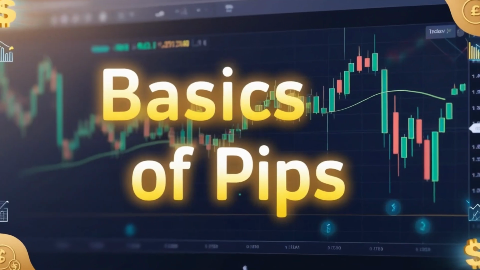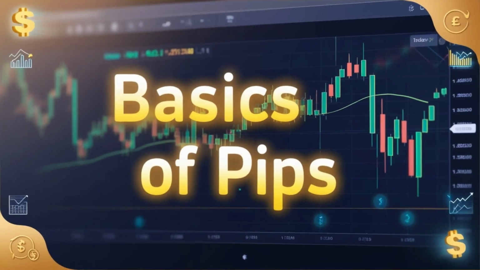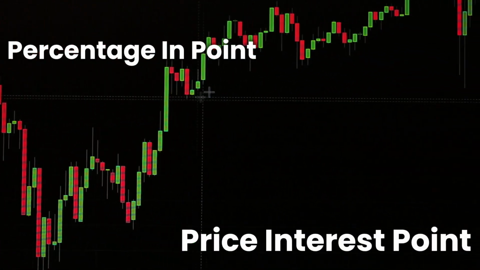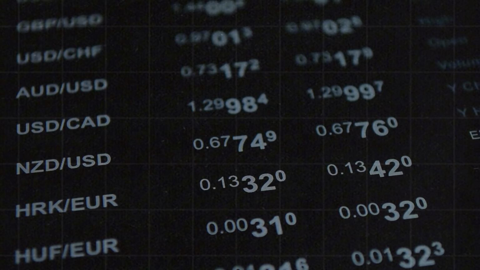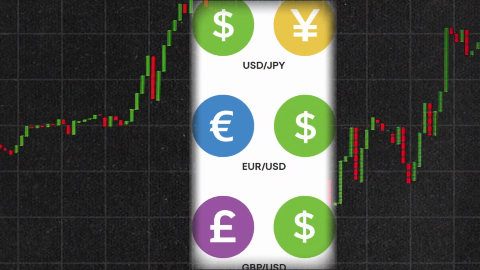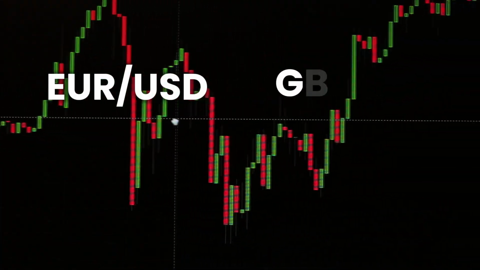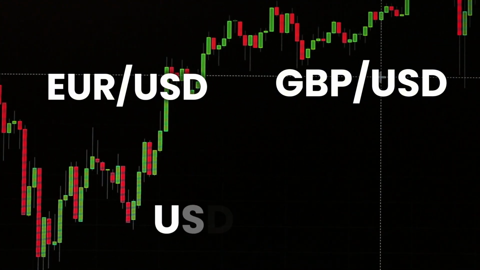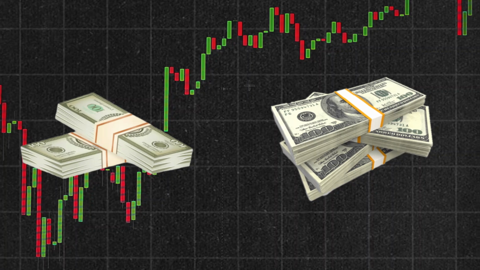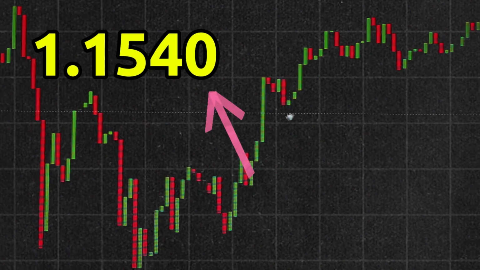Alright, let's start with the basics. You may have heard the term pip thrown around a lot, but what exactly is it? Well, a pip stands for percentage in point, or price interest point. But let's break that down even further. A pip is the smallest price movement in the value of a currency pair. When you're trading Forex, you're always dealing with currency pairs. Think of something like Euro/USD, GBP/USD, or USD/JPY. Each of these currency pairs has a price, and when that price changes, it moves in increments. A pip is generally the smallest of those increments.